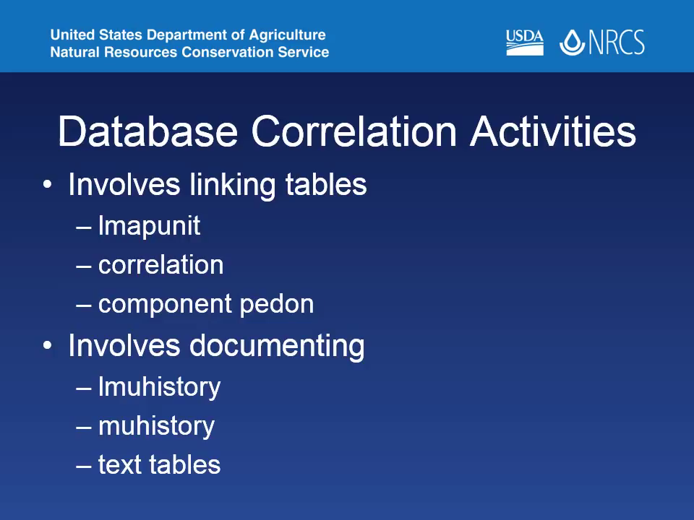So when you start looking at the correlation activities inside the database, there's some tables that you have to be aware of. The legend map unit table links the legend to the map unit. The correlation table links the map unit to its data map unit. And then the component pedon links the component to the pedons that you're using for documenting that particular component. And then when you start looking at documentation, you have the legend map unit history, the legend map unit text, the map unit history, the map unit text, and then all the other text tables that you use for documentation.